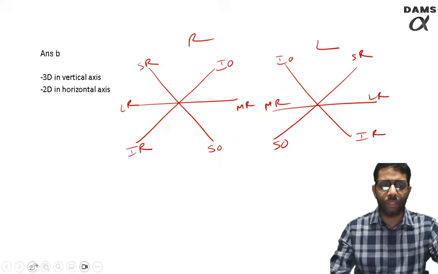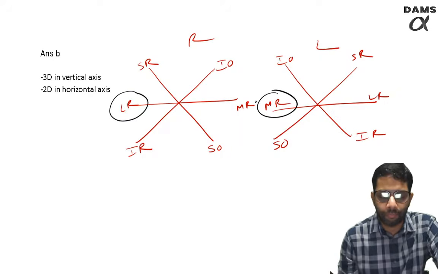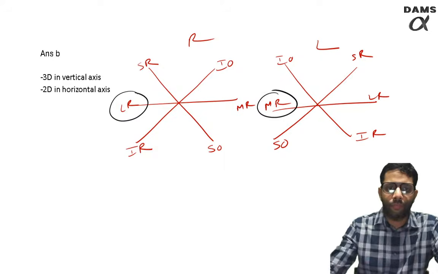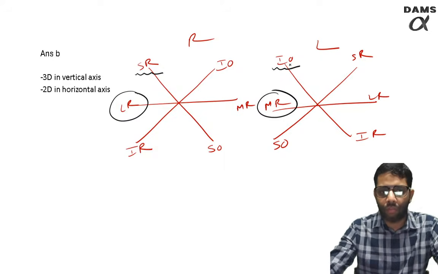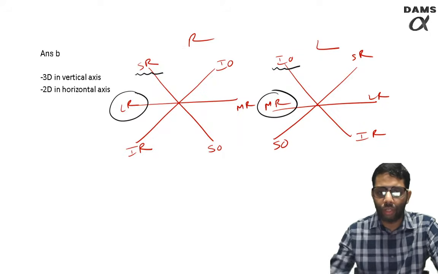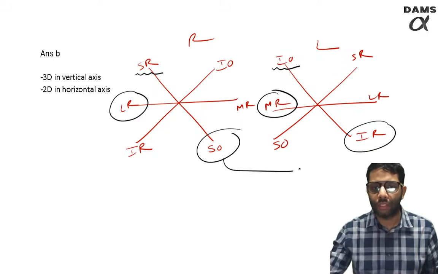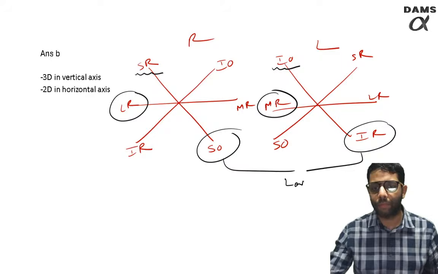Dextroversion means both eyes are on the right side. So see, this one and this one are the yoke muscles working. In dextro elevation, right SR and left IO will work. Corresponding muscles are yoke muscles, as told by Hering. Levo depression, left and down: left IR and right SO, these are the yoke muscles working in levo depression.